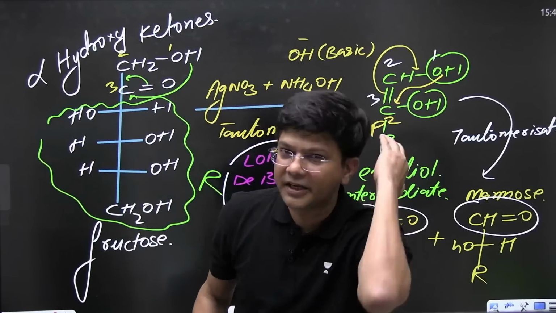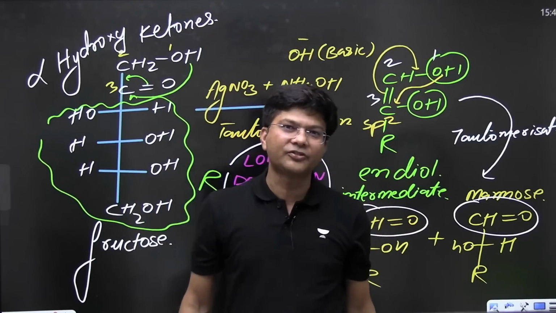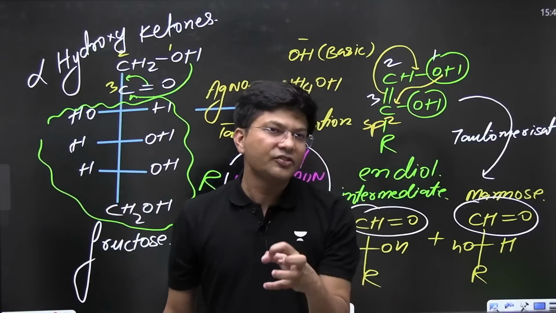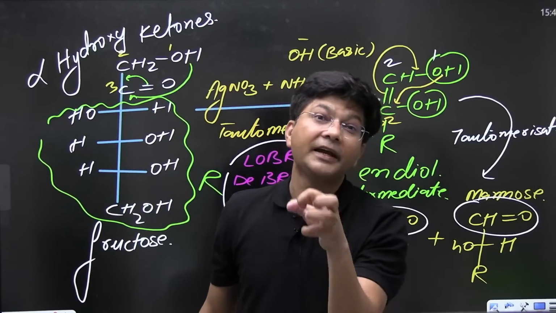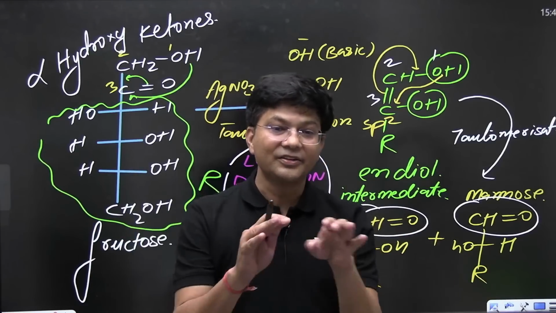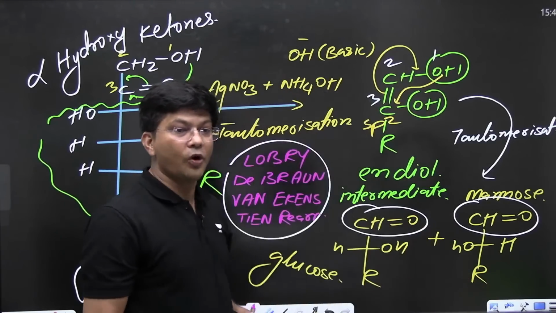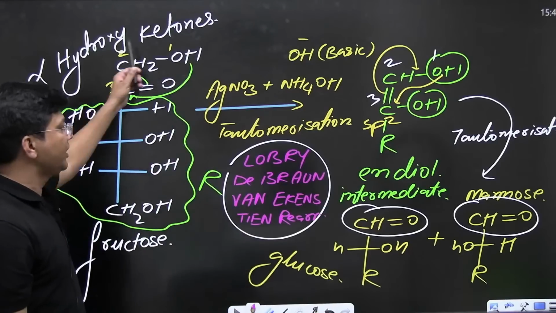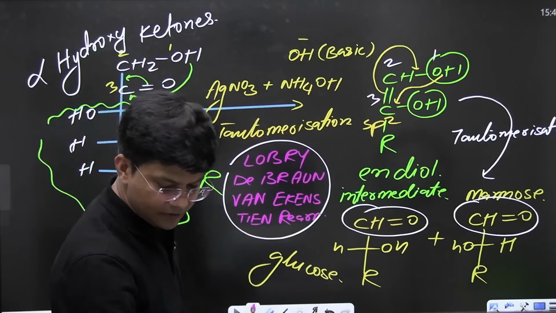This is not the ketone that has given the Tollens test or Fehling's test. This is a redox reaction which is given by the aldehyde. I think this point is very much clear to all of you. Let's move ahead.